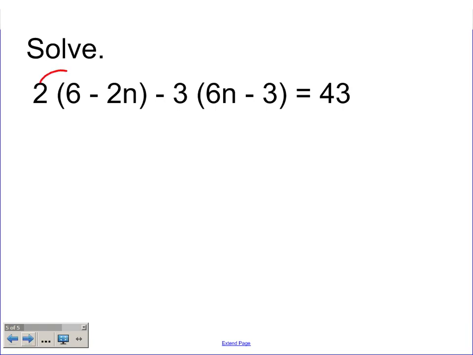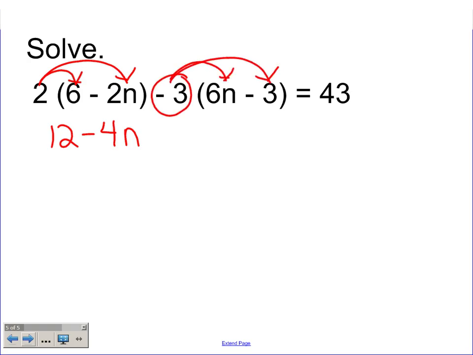So we want to distribute the 2 to the 6, and we want to distribute the 2 to the -2n. I'm going to go ahead and do that now. So I should have 12 and -4n. And then on the next part of this equation, I'm going to distribute -3 to both of the terms inside of the parentheses. So I want you to think of that as super glue. It's like distributing -3, not just +3, but -3 to both of those terms.